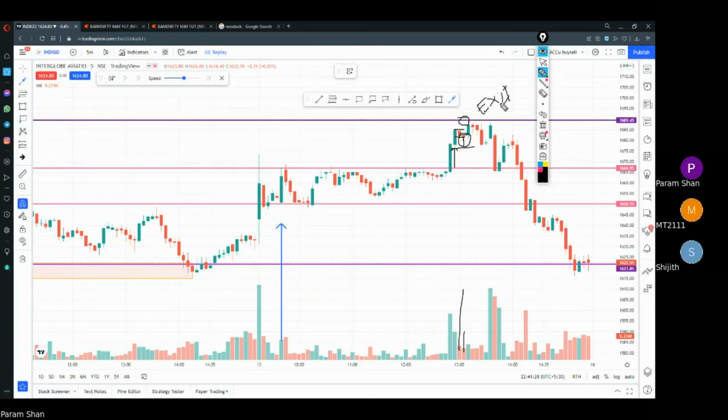You don't need any technical indicators. You don't need anyone to come and tell you. You don't need tips also. So better observing in this kind of trade.